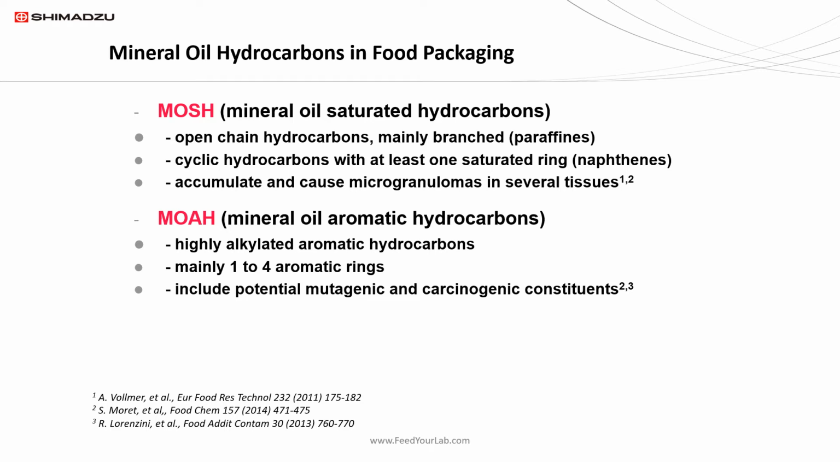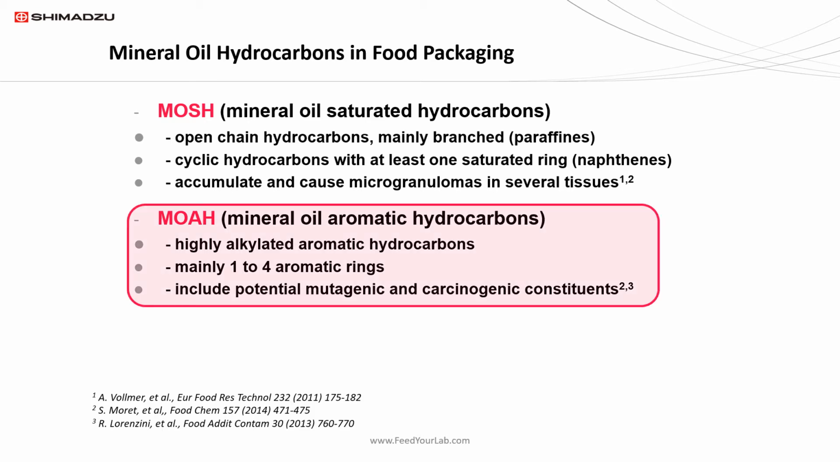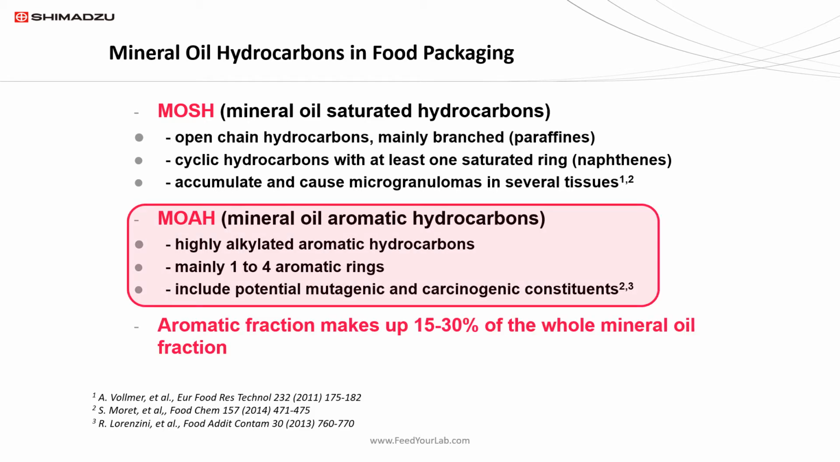First, let's look at the mineral oil hydrocarbons in food packaging. There are two fractions, the MOSH and the MOAH fraction, the mineral oil saturated hydrocarbons and the mineral oil aromatic hydrocarbons. It's the latter one that includes some potentially mutagenic and carcinogenic constituents, and that's the one we want to focus on, and they do make up to a third of the entire mineral oil fraction.